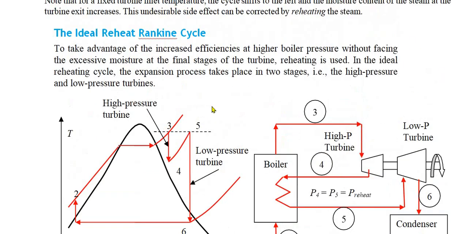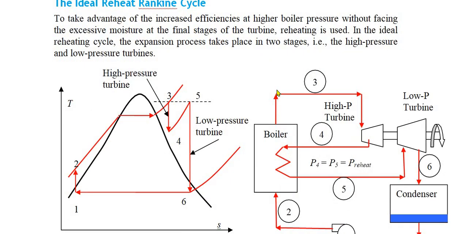Now, the name itself indicates reheating the heat. Reheating means we are expanding the steam in two turbines. First we allow the steam to expand in one turbine. After that we again reheat it to the original temperature. Then we allow it to expand over the second turbine. Okay. So what will happen? The moisture content can be eliminated so that the corrosion problem can be overcome. Okay. Now to take the advantage of increased efficiency without facing excessive moisture at the final stage of the turbine, reheating is used. Okay.